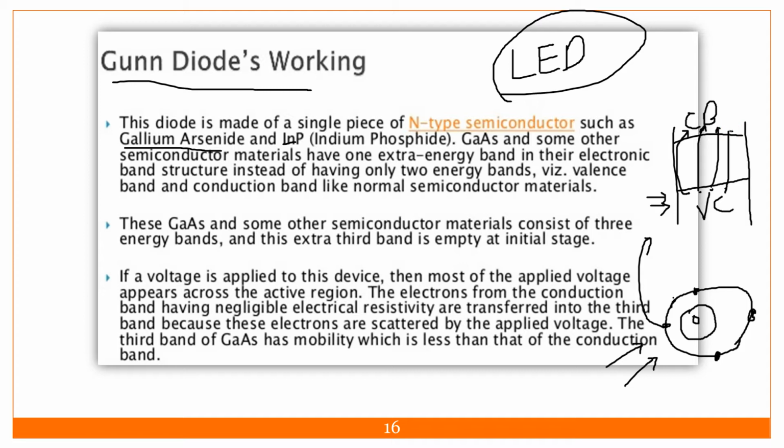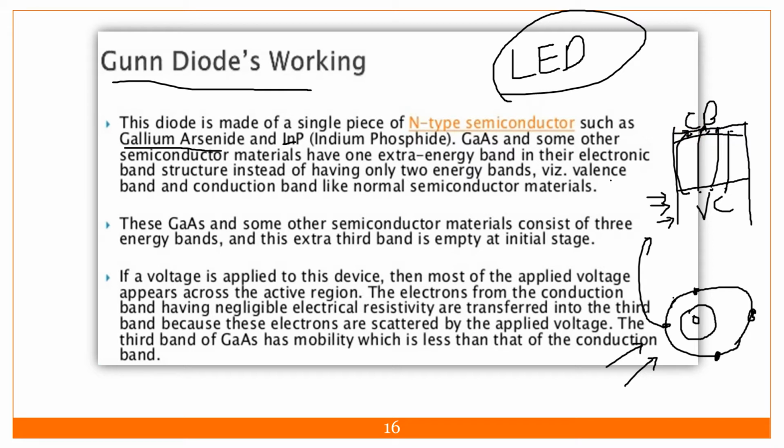Now the special property of this N-type gallium arsenide is that it has one extra band over here. In the conduction band, electrons flow. If I apply a voltage beyond the threshold, then the electrons will move to the next band.